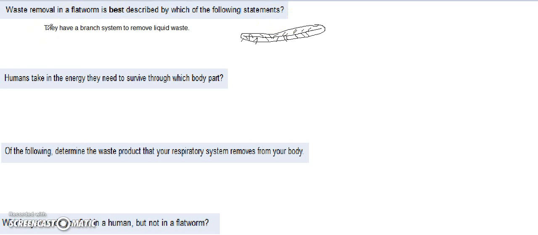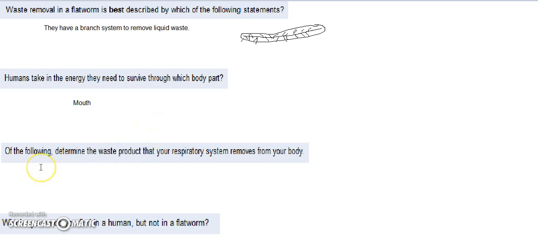Next one, humans take in the energy they need to survive through which body part? And the big confusion here was that some people said intestines and then some people said mouth. And the answer is the mouth, because we're talking about how we originally take in the energy. We use our mouth to eat food, and then that food is absorbed into our body in the intestines, but we originally take in the energy that we need to survive through our mouth, not the intestines.